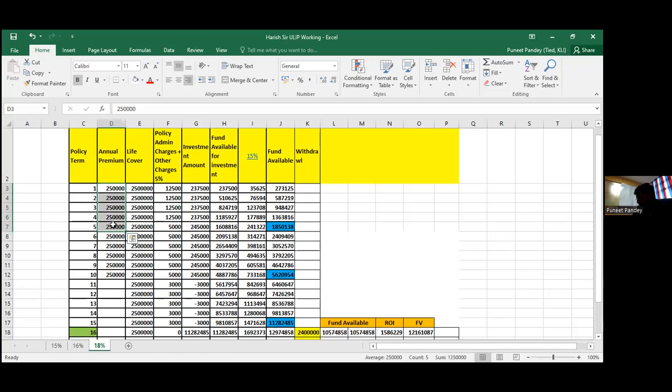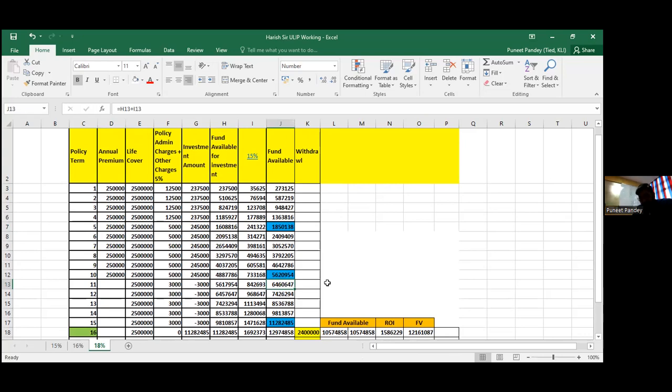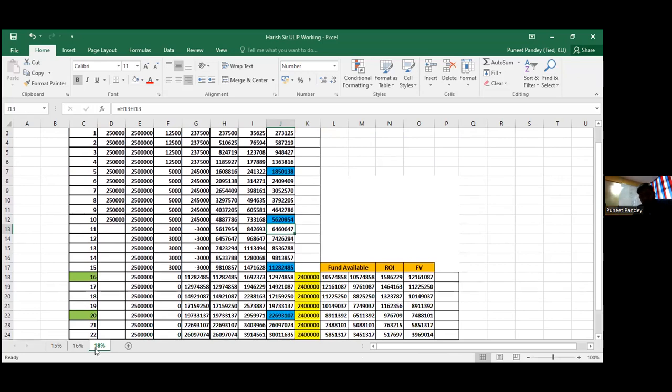We'll reduce it also. If the premium is 2.5 lakh rupees for 10 years, the customer will pay, and in the 10th year his value will be 56 lakh rupees. But in the 15th year it is 1 crore 12 lakhs, and in the 20th year it is 2 crore 26 lakh rupees.